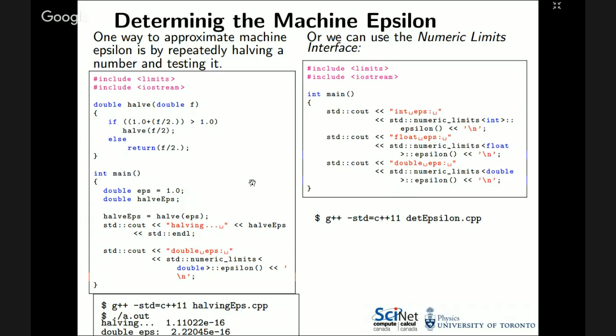And that is because I'm basically halving. I could have returned f instead of f over 2. But the number is of the same order.